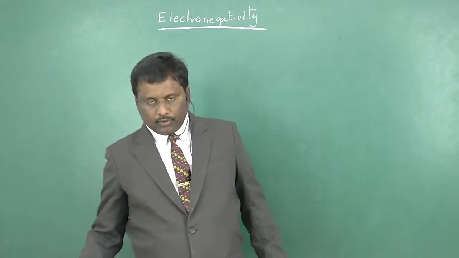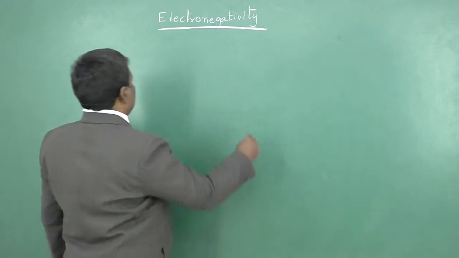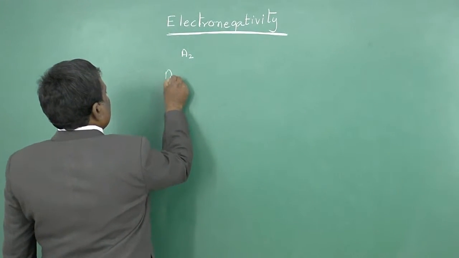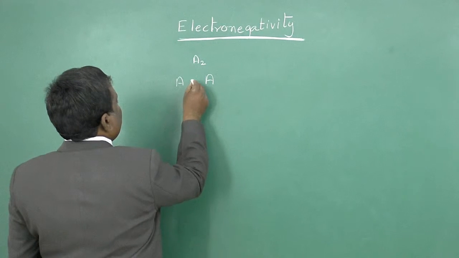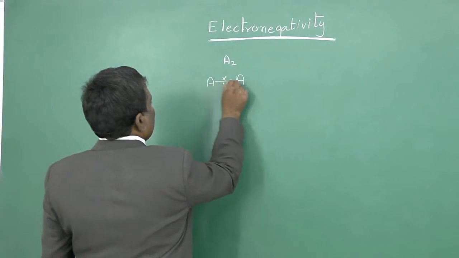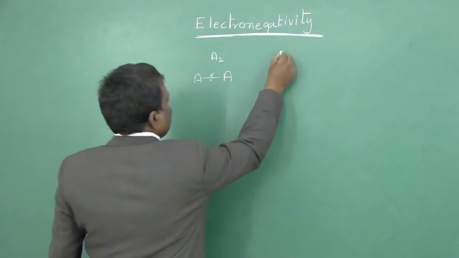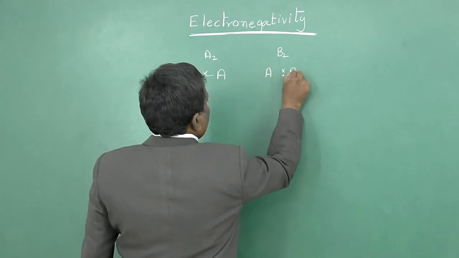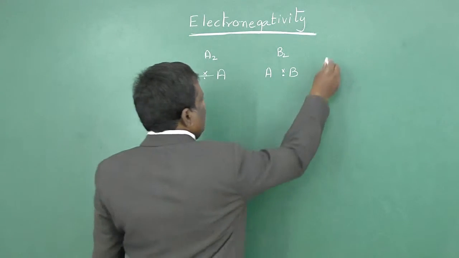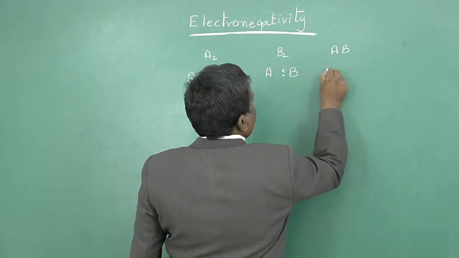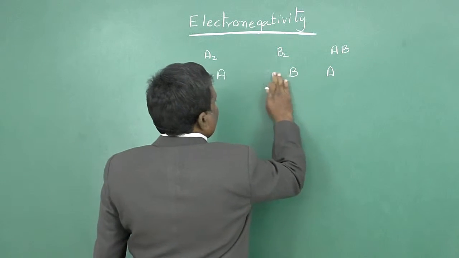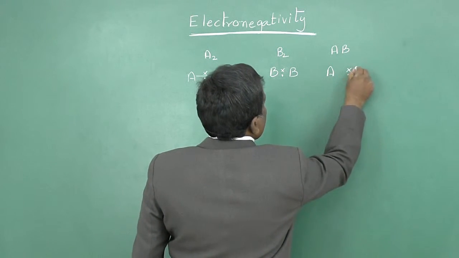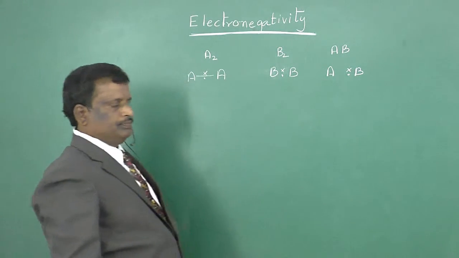Let us see one example. Here, in an A2 molecule, two atoms of A will mutually share one pair of electrons. In a B2 molecule also, one pair of electrons is mutually shared by two bonded atoms. In an AB molecule, one pair of electrons is mutually shared between two atoms.